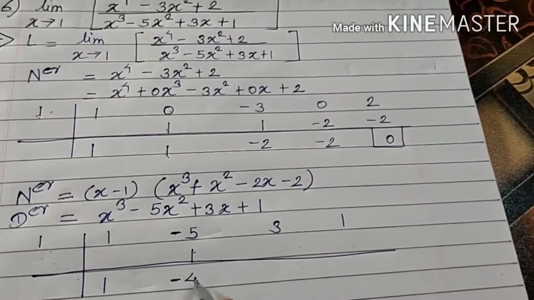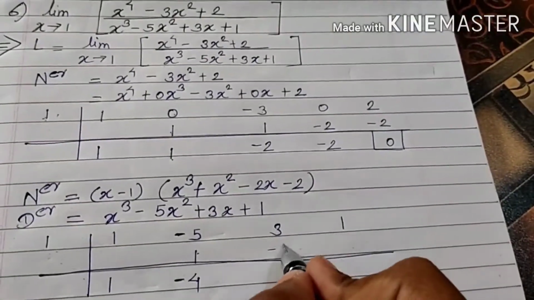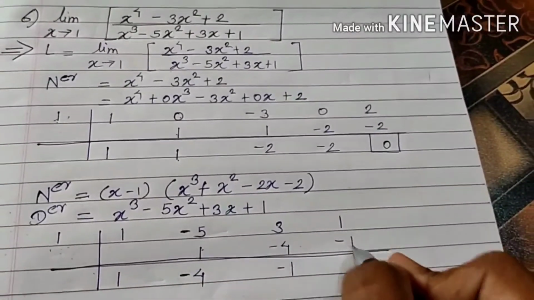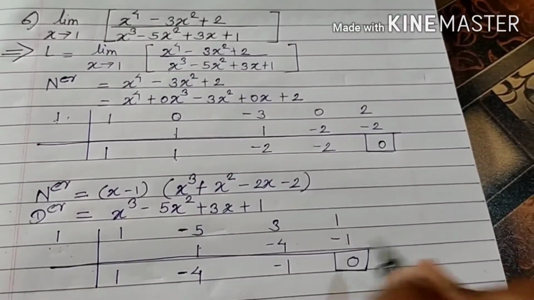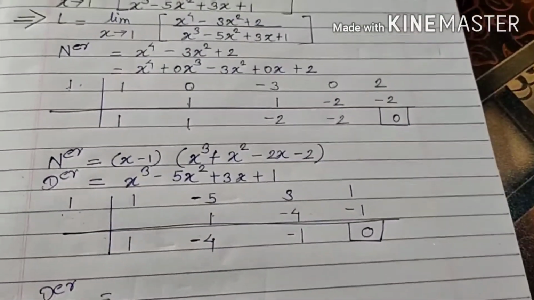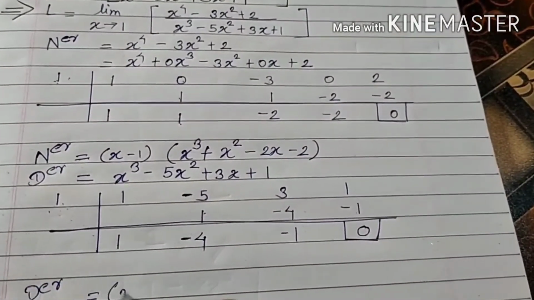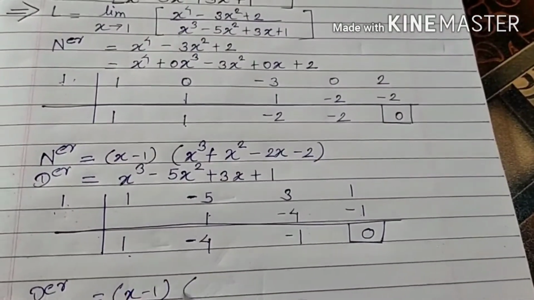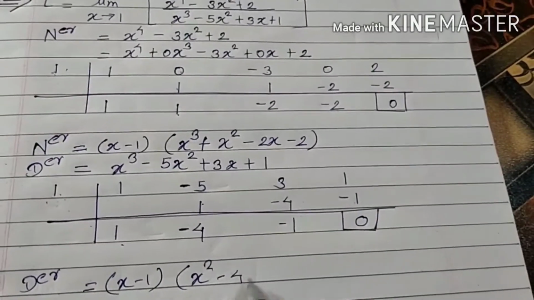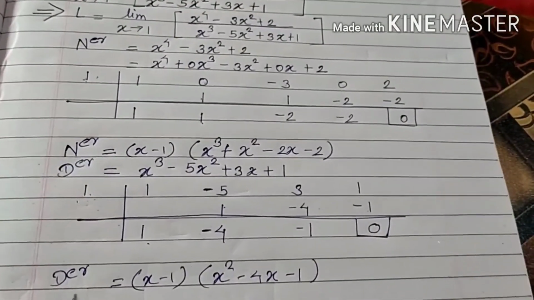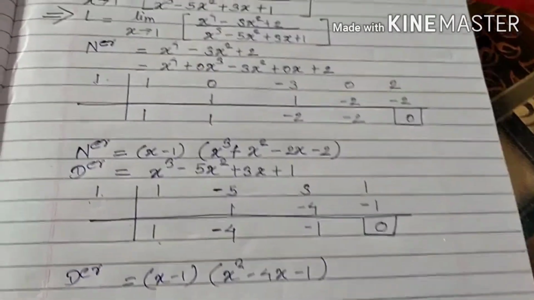Sorry, it is minus 4. Minus 4 into 1 is minus 4. It is minus 1. Minus 1 into minus 1. So here we get 0. So the factor of the denominator is first this factor, so it is x minus 1. Now count 0, 1, 2. So x square minus 4x minus 1. So this is the factorization of the denominator.